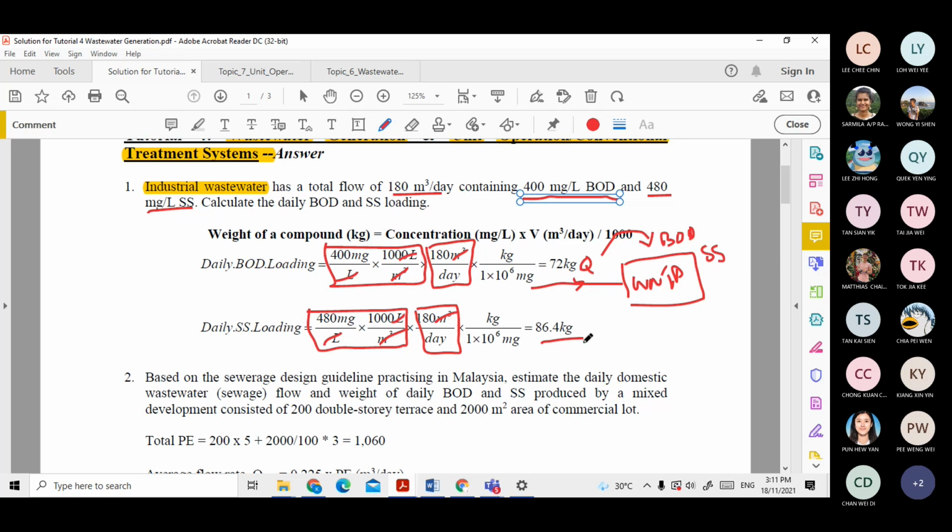So meaning based on this BOD and the suspended solid concentration in 1 liter, and with the daily wastewater volume that is produced, this is the amount of the BOD and the suspended solid load into the wastewater treatment plant. So this is the amount, 72 kg and 86.4 kg.